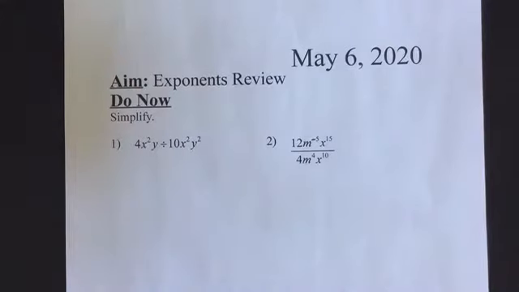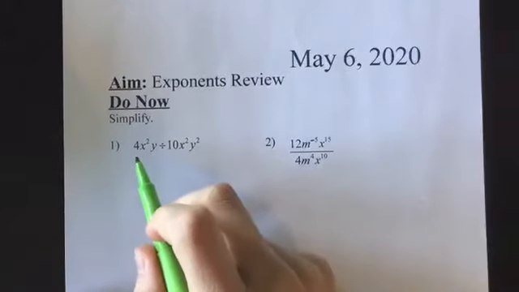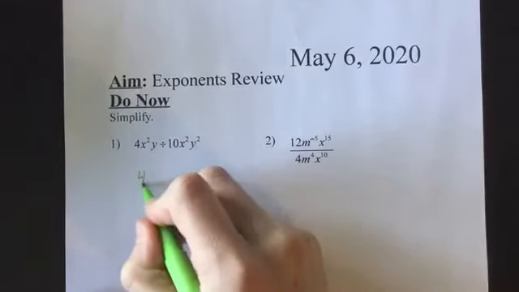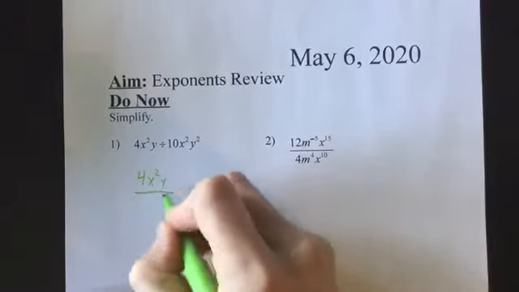Right, so our do now here is a little review before our exponents quiz tomorrow, just to get us warmed up. We're going to simplify. First problem, 4x squared y divided by 10x squared y squared. So I'm going to rewrite that as a fraction so it's easier to see.